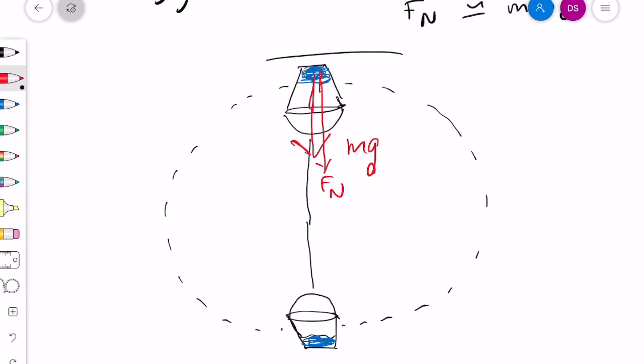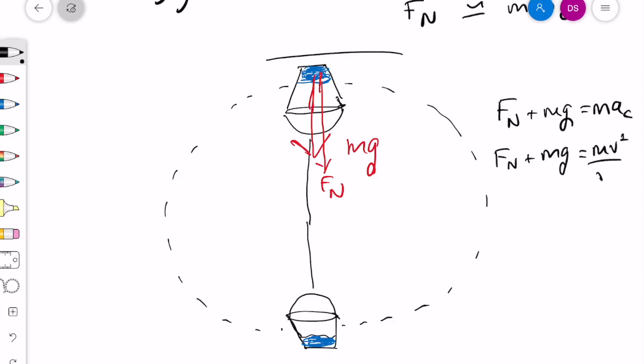So you have two forces acting on the water: its weight, mg, and the normal force, both pointed downwards. Let's apply Newton's second law. Again, we have to break the forces into radial and tangential directions. Here everything is in the radial direction. Our sign convention, as usual, is radially inwards is positive. So Fn plus mg is equal to m times a centripetal, or Fn plus mg is equal to mv squared divided by r, r being the radius of the circular path followed by the water.